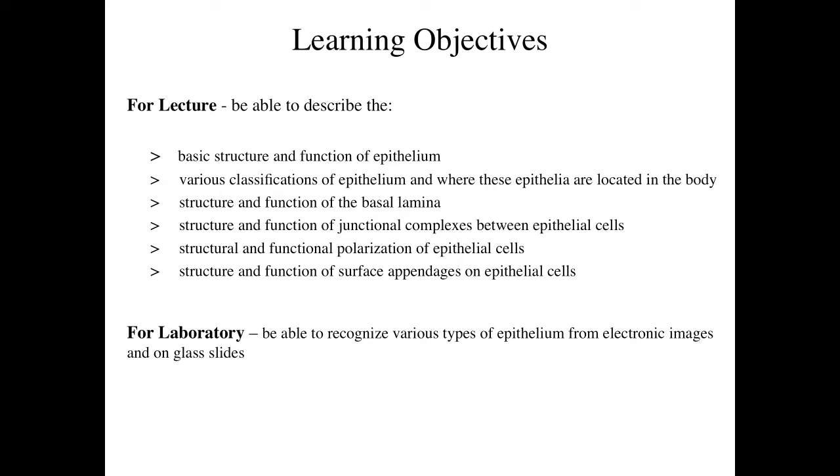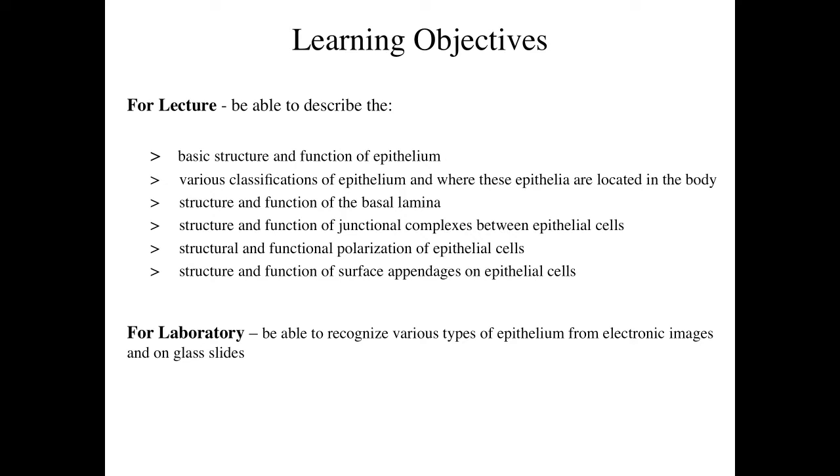Here are your learning objectives for this series of podcasts on epithelium. I would like you to be able to understand the basic structure and function of epithelium. You should be familiar with the various classifications of epithelium and where epithelia are located in the body. I would like you to understand something about the structure and function of basal lamina and of junctional complexes between epithelial cells. I would like you to appreciate the structural and functional polarity of epithelial cells, and to understand some of the structure and function of surface appendages on epithelial cells.